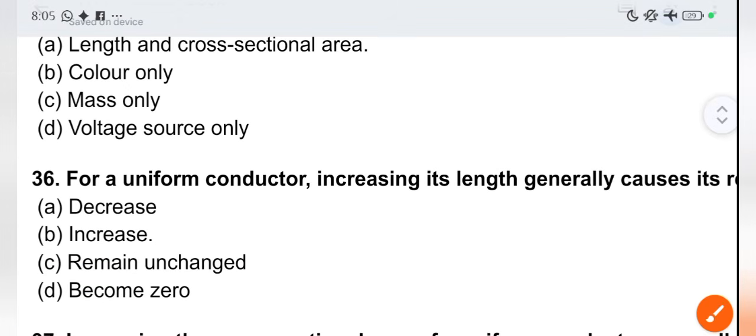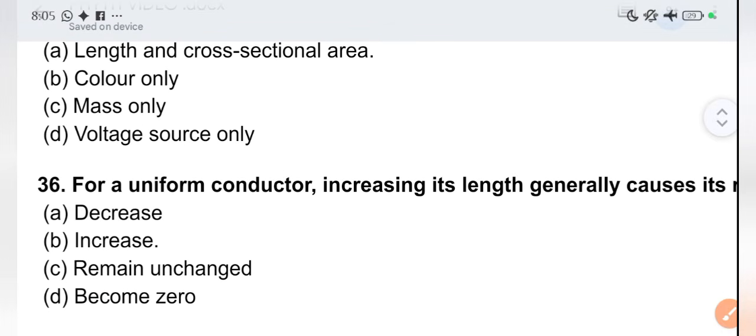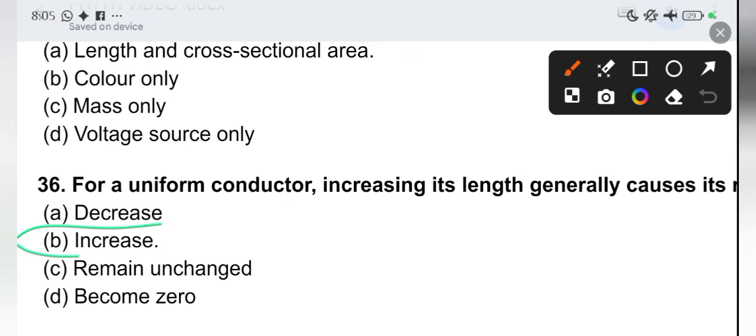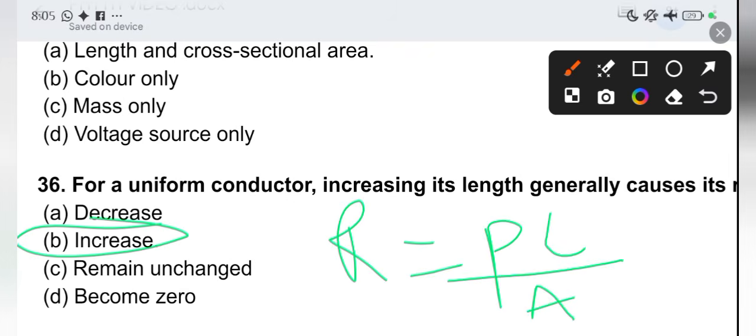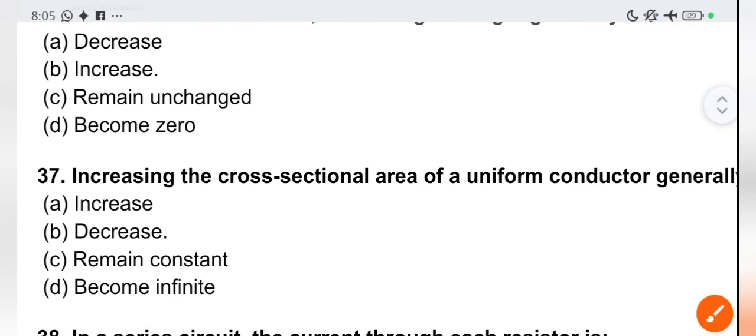For a uniform conductor, increasing its length generally causes its resistance to increase as well. If you look at the formula, R is directly proportional to L. So if the length is increasing, the resistance is also increasing. But if it's cross-sectional area, what will happen? It's inverse. So if you increase the cross-sectional area, you are decreasing the resistance. These things are simple mathematical expressions. 37. Increasing the cross-sectional area, you can see, of course, the same question, decreases resistance.